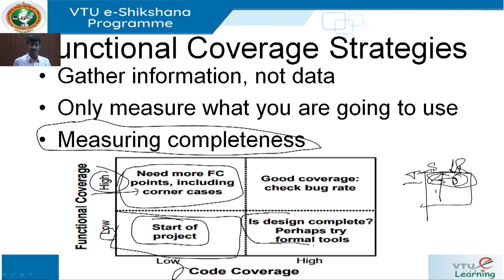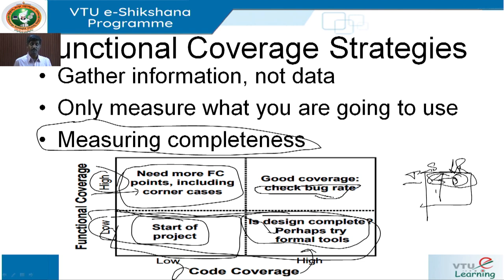Let us say your design is complete, but you need to try with formal tools. Then the code coverage thinks it has its complete appearance, the design completion itself will satisfy it, so the total code coverage will be very good, 100% code coverage will be done. But the functionality we still need to check, because you need to go with some other formal tools to check this functionality, so the functional coverage is still at a lower end. If you have a very good bug rate, then you will say it has good coverage, where both the functional coverage and the code coverage result in high coverage values.